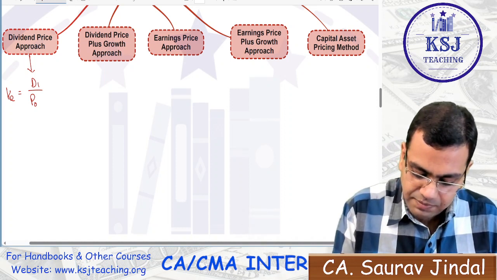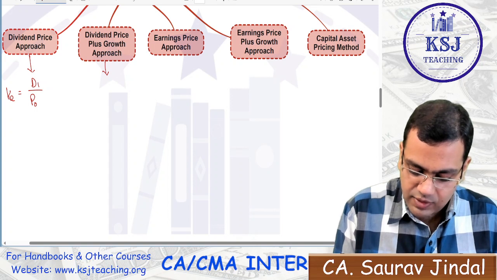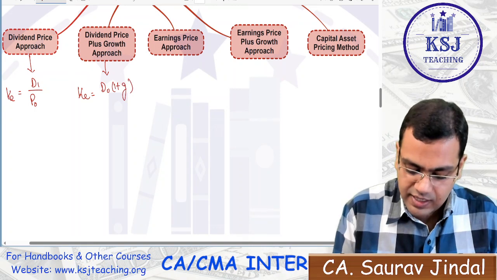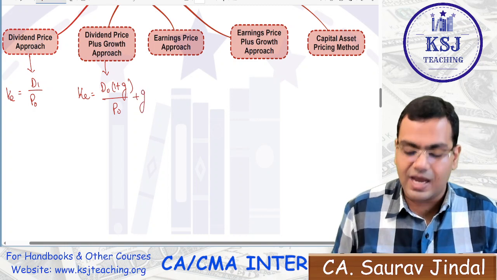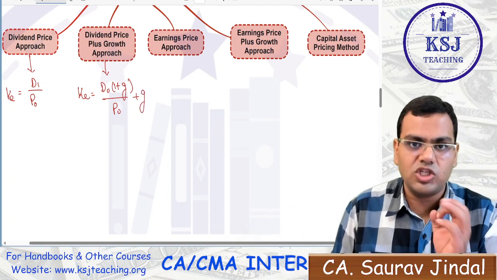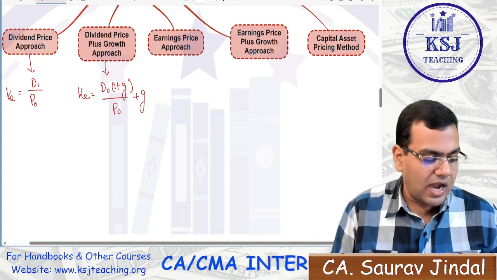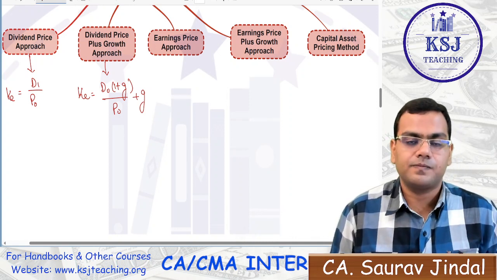Now the dividend price plus the growth rate. Here the KE will be calculated as D0 into 1 plus G, that is D1 only, right? Divided by P naught plus the overall growth rate that you are targeting to achieve.